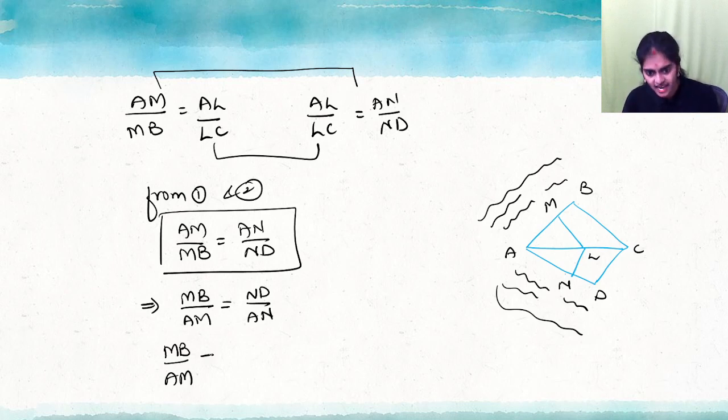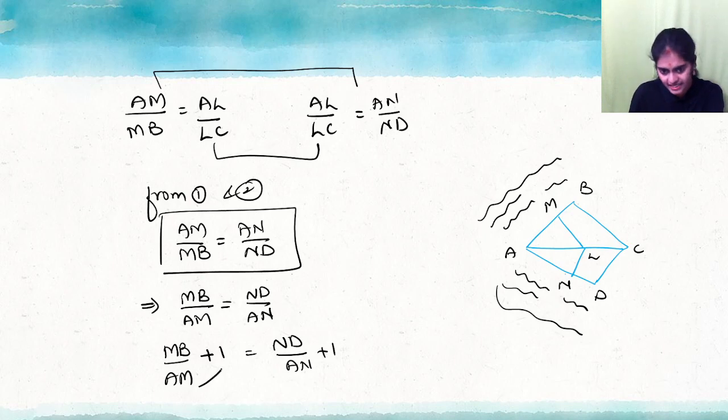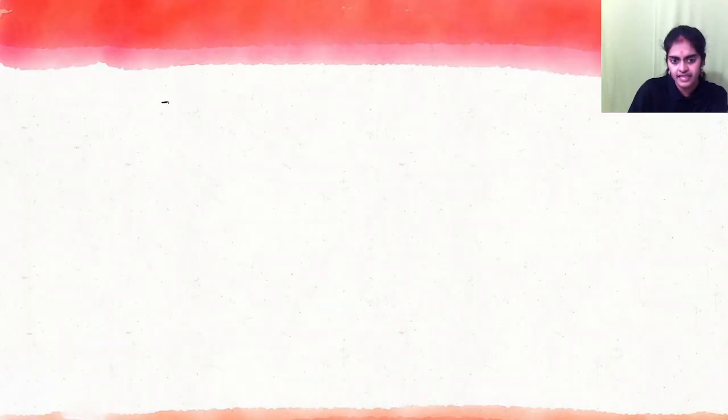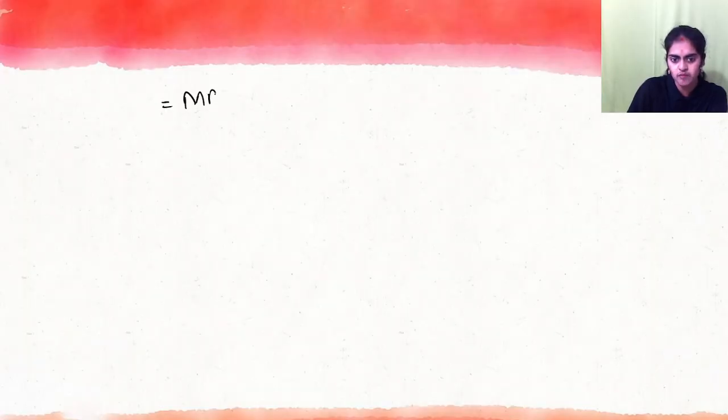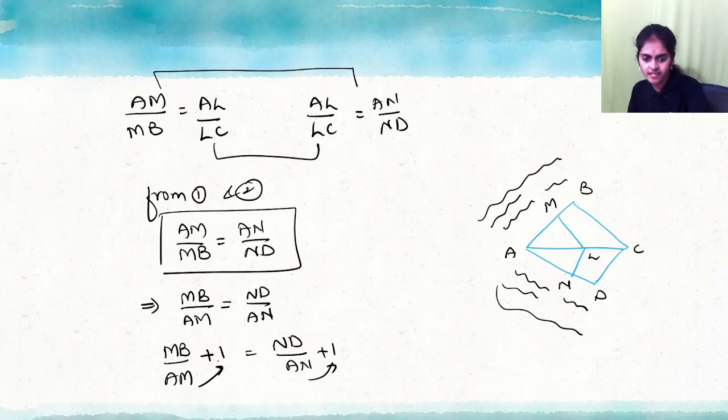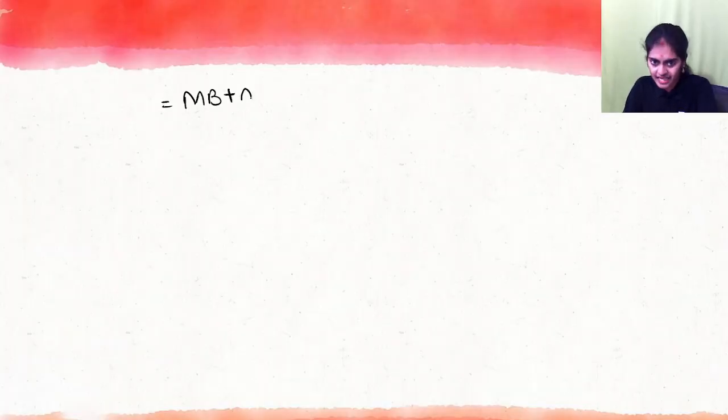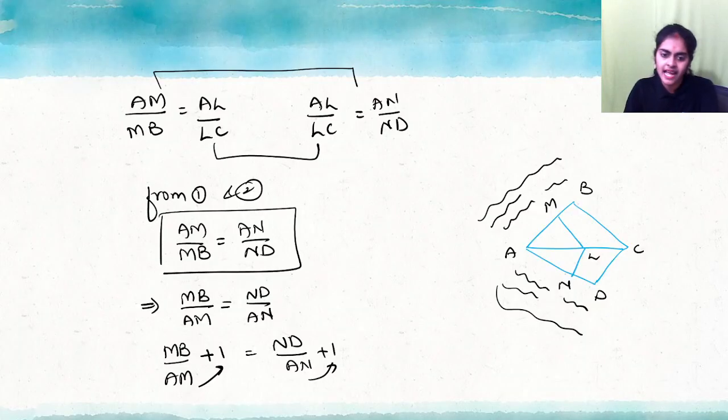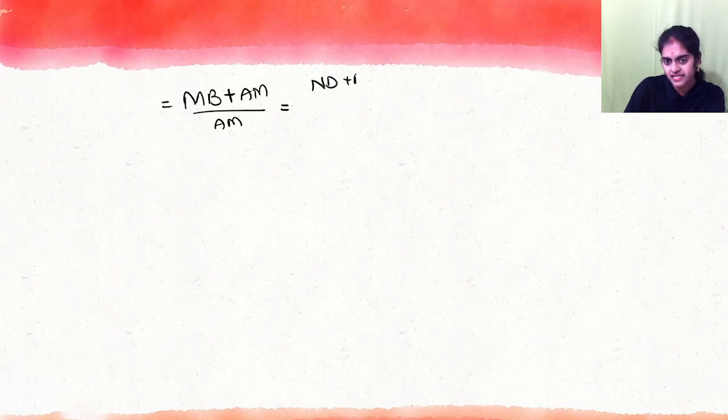Okay, so I will just add 1 here. Just adding 1 on both the sides. Why? I'll show you here. So by adding 1, now I can take LCM, no? So how do I take LCM? It is MB plus, if I take LCM, this will be 1 into AM, which will be AM, divided by AM, AM will come into the denominator, and then ND plus this will be AN. So it will be ND plus AN whole divided by AN.